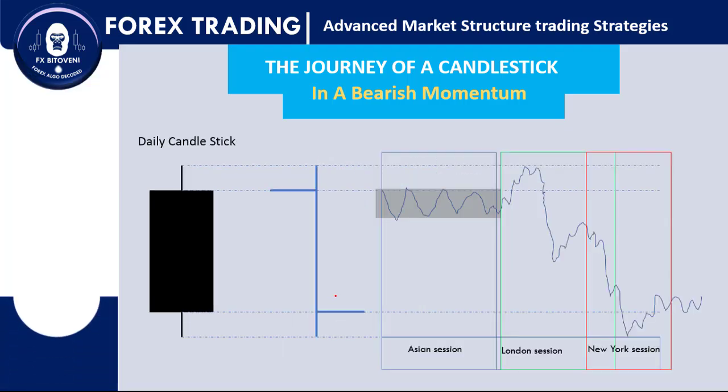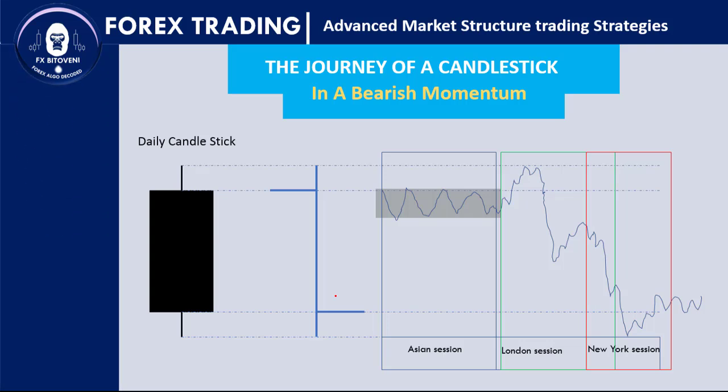Let's go on and talk about the daily candlestick in a bearish momentum. Of course, this is the open price of our daily candle, our daily candlestick. This is the open price of the bar chart, right? Goes higher, goes down, and then crosses here. And this is our range chart, consolidating during Asian session. The London session kicks in, and market goes higher, creates a reversal.